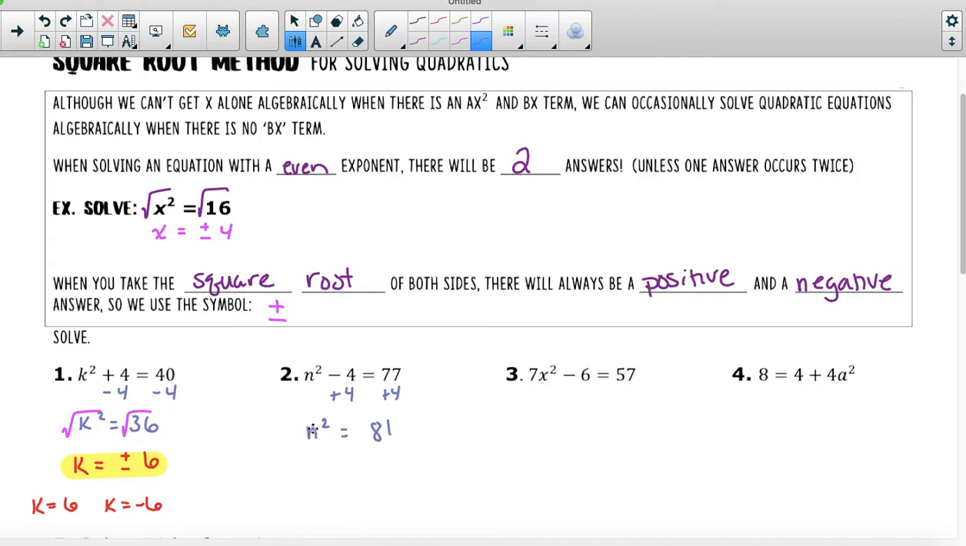Now we have that exponent, so to get rid of the square, we take the square root of both sides. So when you take the square root of both sides, there will be a positive and a negative. So we'll end up with n is equal to a plus or minus, then the square root of 81 is 9. So again, our two answers, if we wanted to separate them, would be n is equal to a positive 9 and n is equal to a negative 9. We can keep it as n equals plus or minus 9, but to see them separated would look like this.